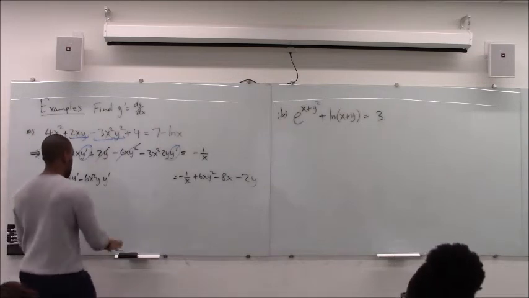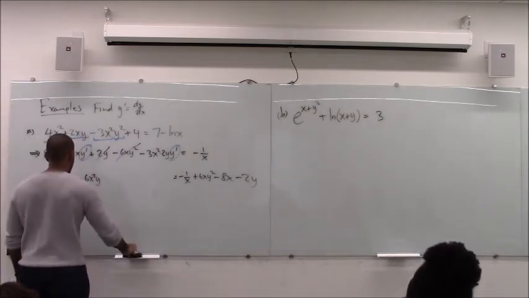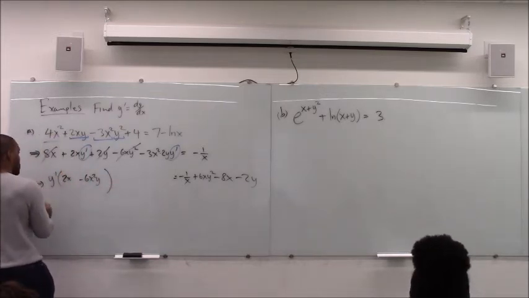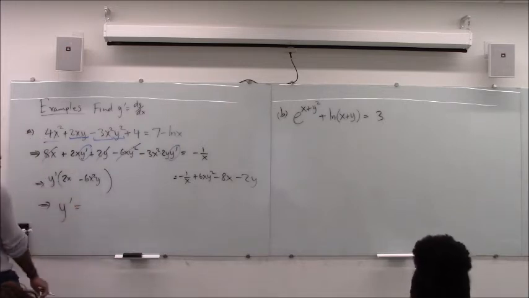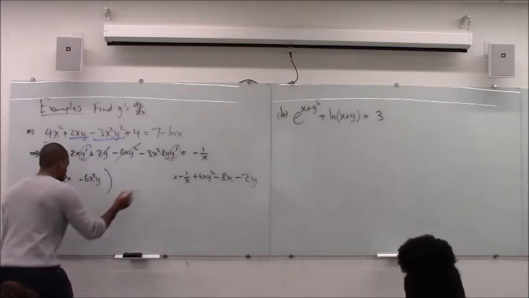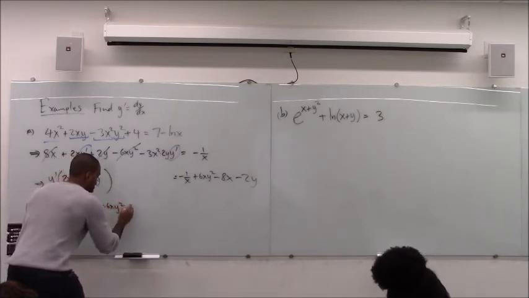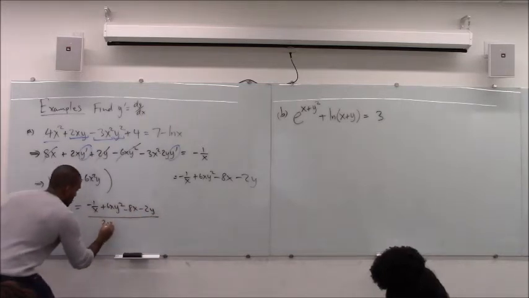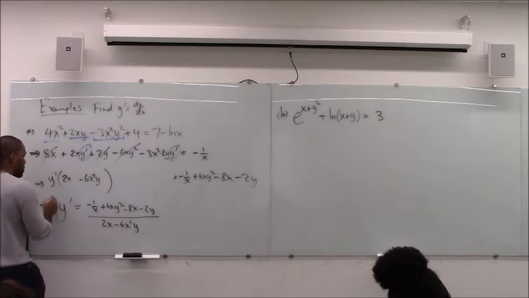That's everybody. And in fact, over here, your y prime is a common term. You can factor that out. So now your y prime looks like what? Negative 1 over x, that whole mess over there, all over 2x minus 6x squared y. That's the derivative.